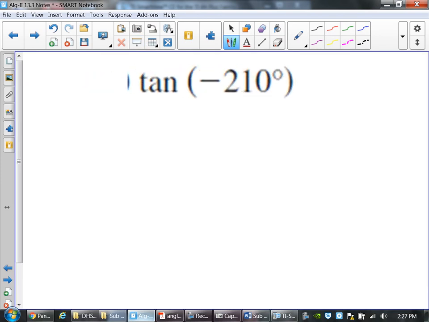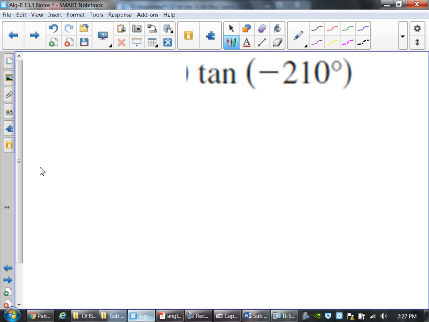Find the tangent at negative 210 via reference angles. A quadrantal, by definition, is an angle that lies on one of the axes. Would you ever have to find the reference angle for a quadrantal? No, because it's different. A quadrantal is a quadrantal.